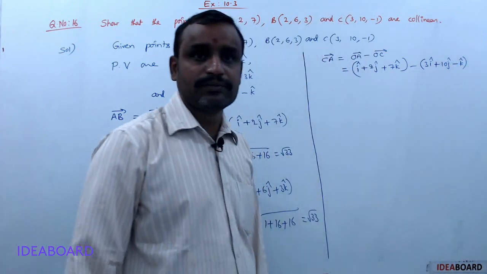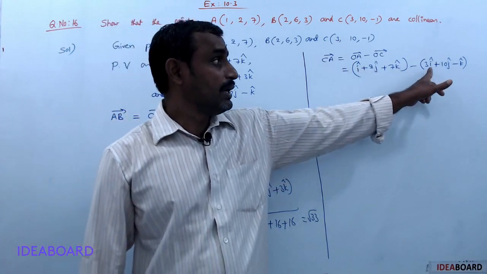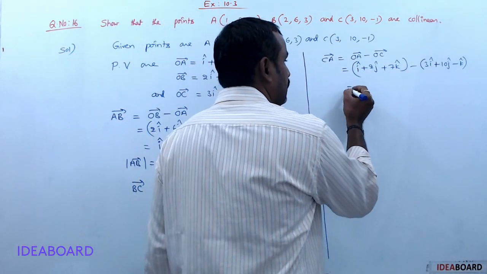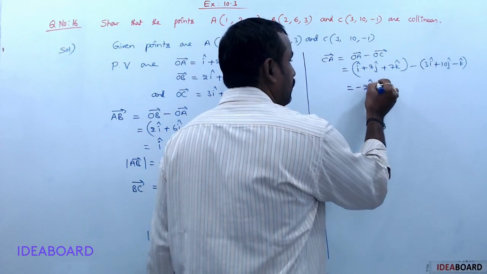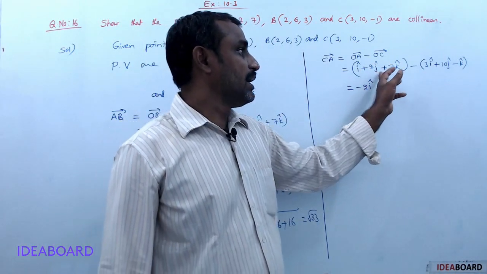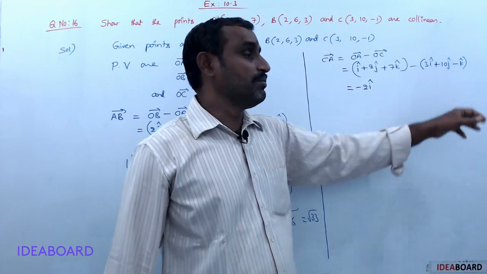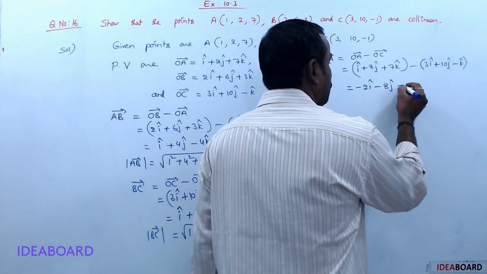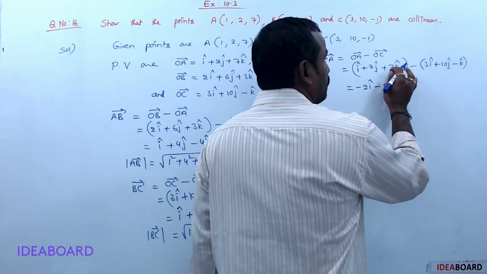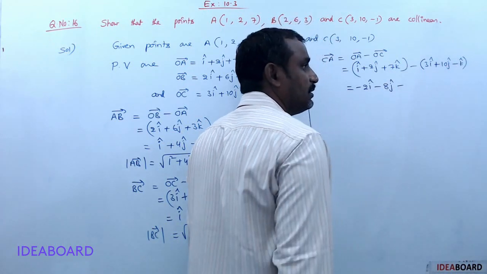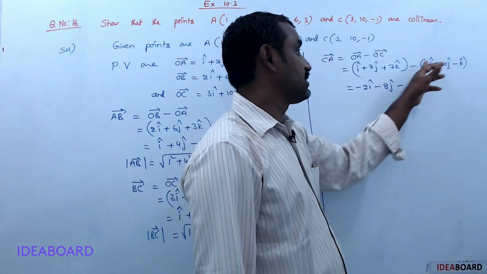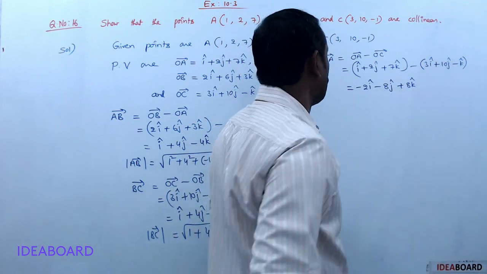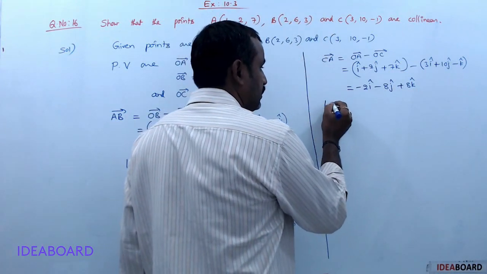Now simplify this. i cap minus 3i cap, that is minus 2i cap. Next, 2j cap minus 10j cap, so minus 8j cap. Next, plus 7k cap minus of minus is plus k cap, so plus 8k cap. So now the magnitude of this vector you can also calculate.